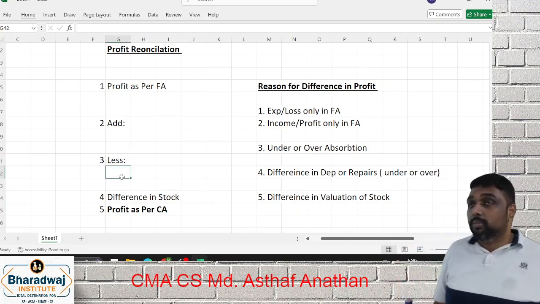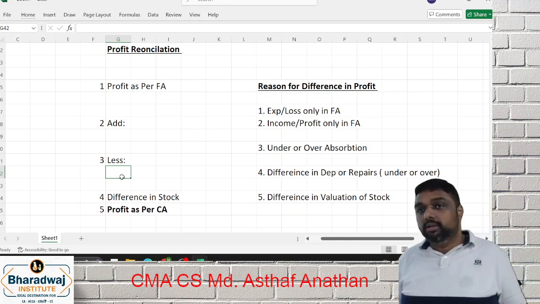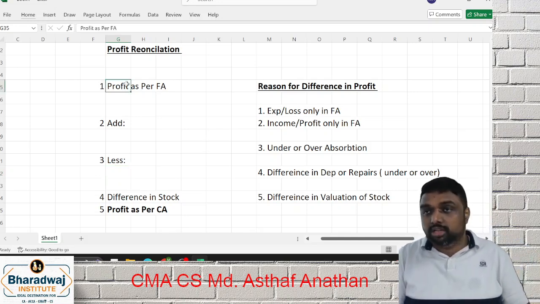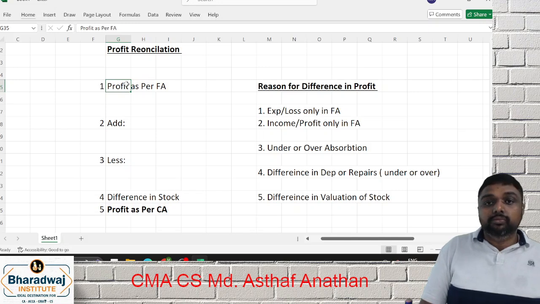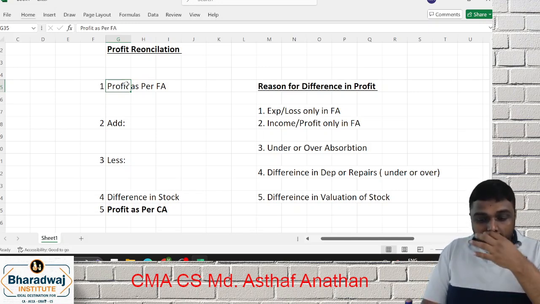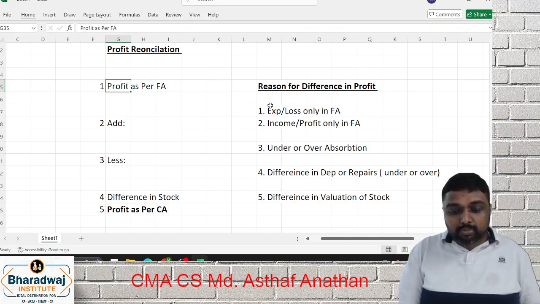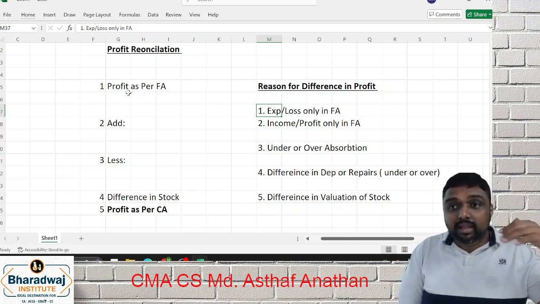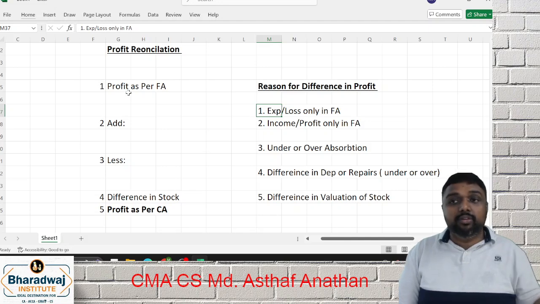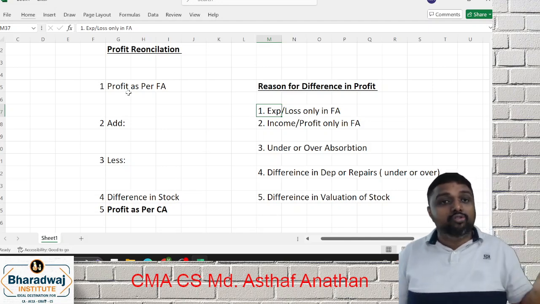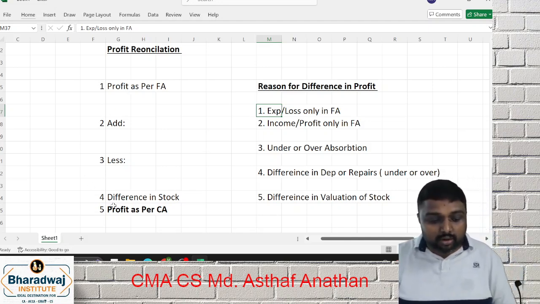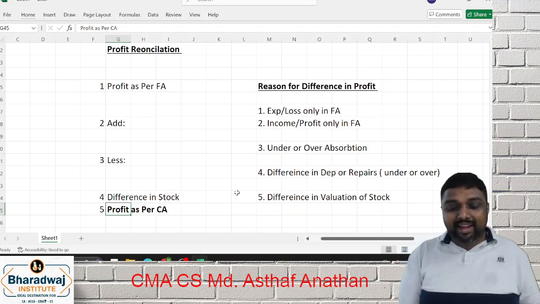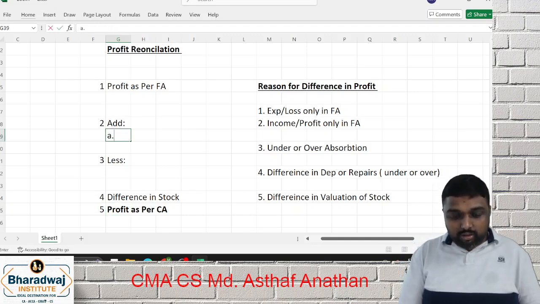But this is the proper format which is given in the cost audit format. The cost audit format starts with cost accounts and ends with financial. I will start, friends. See here, expense only in financial. More expense in financial, financial profit will be less. So cost profit will be more. Which rows increase the cost? Target is cost profit, so you have to add. Here you have to do expense or loss only in financial accounts.